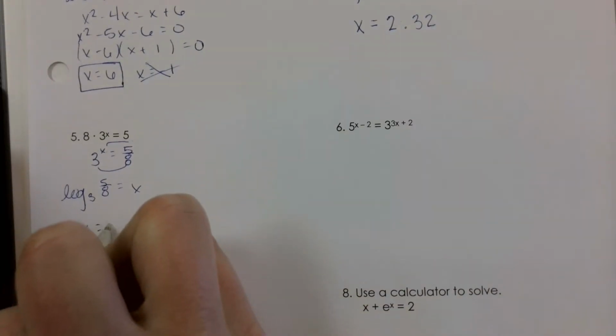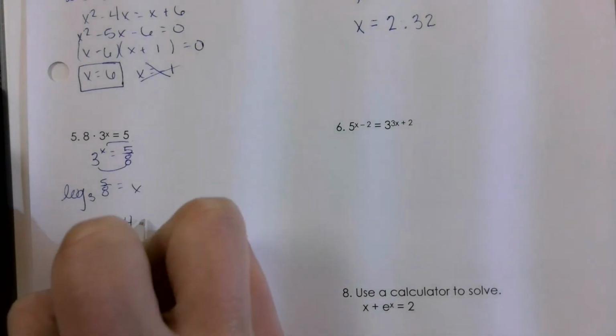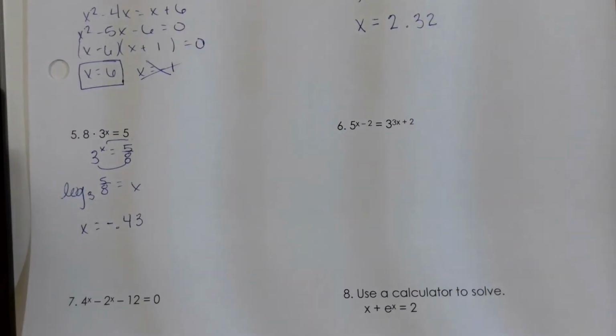What do we get? .43. Is that all right? Questions?